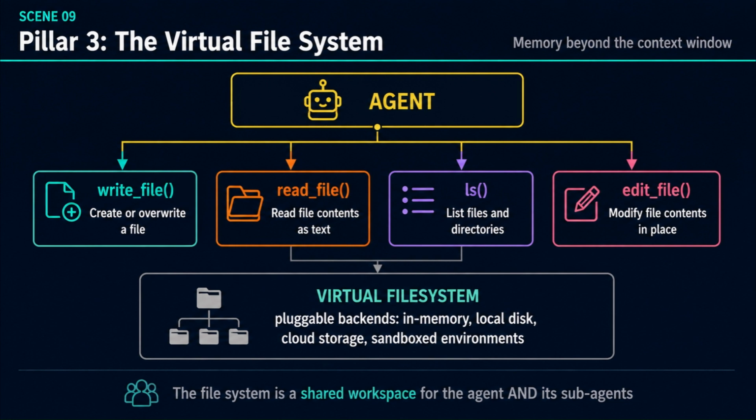The same 4-operation interface can be backed by a simple in-memory dictionary for testing, actual local disk for a coding agent, cloud object storage for a distributed team, or a fully sandboxed remote execution environment for untrusted code. And critically, this file system isn't private to the main agent alone. It's a genuinely shared workspace. Subagents can write their findings to files, and the parent agent reads those files back, all through the identical interface regardless of which backend happens to be running underneath. This is precisely how subagent results and long-term memory both flow through one consistent mechanism rather than 2 separate systems.